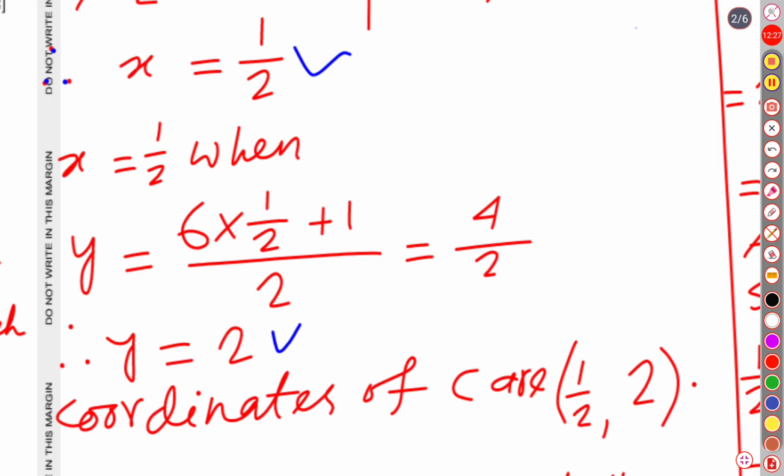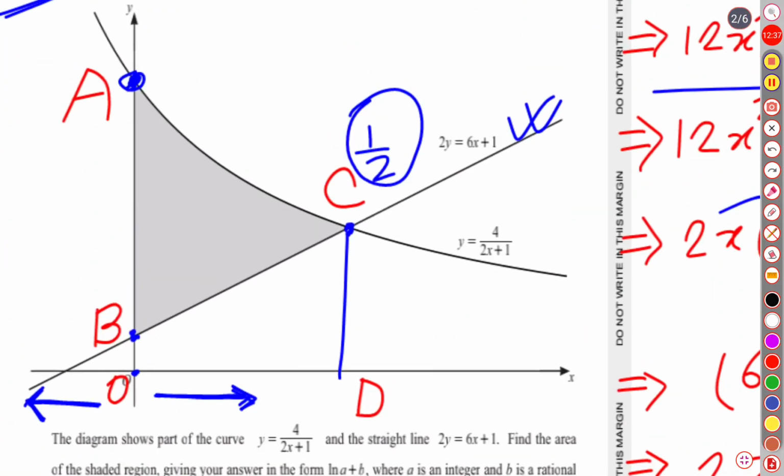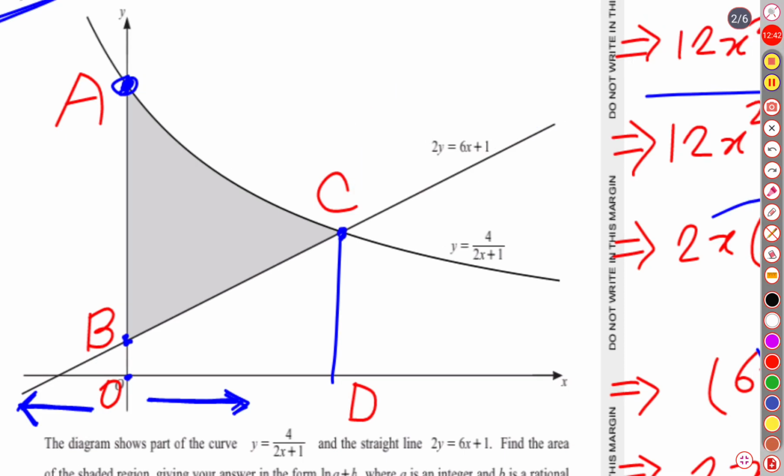We have written here, coordinates of C are half comma 2. We can write this value over there, half and 2. We have got that the coordinates of C are half and 2. So this is half, coordinates of C, half and 2. Okay, this is our coordinates of C.